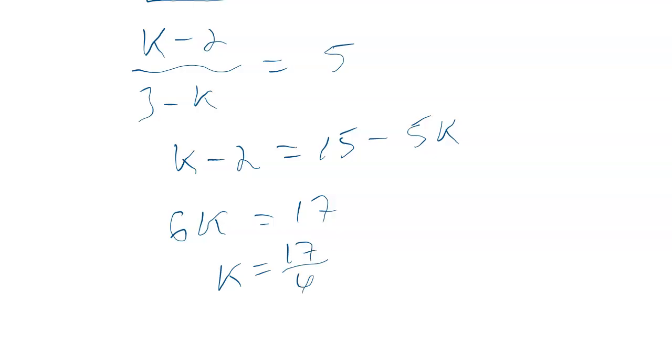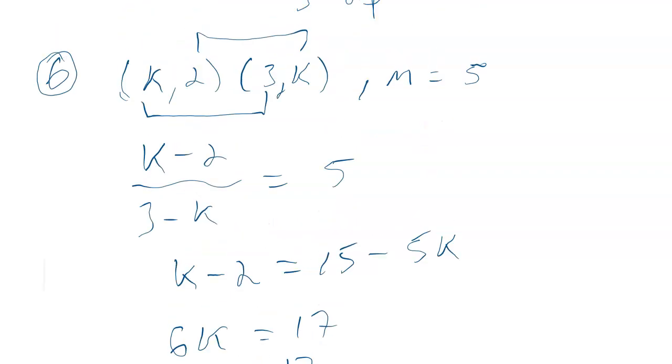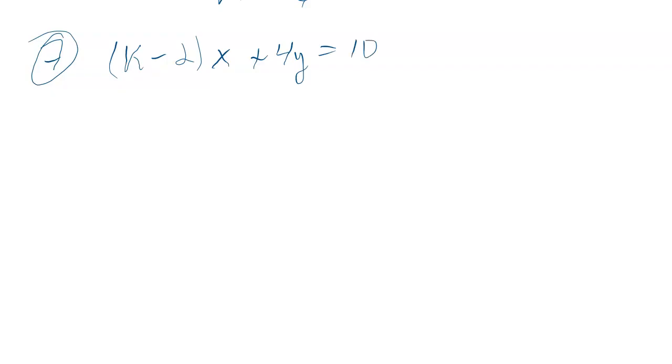It's not a nice fraction, but it is what it is. Alright, on to 7. Moving along. 7 is a line that has the equation (k minus 2)x plus 4y equals 10, and has a slope of -3. You want to get this into the slope-intercept form, so we'll go ahead and do that.